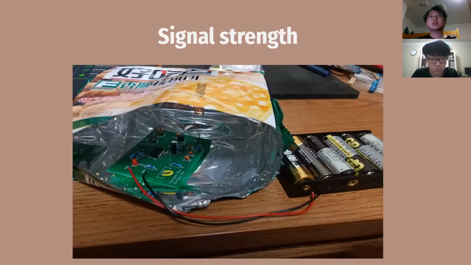So we moved on to the second stage. It's about the signal strength. In the direction parallel to the antenna, you can get the strongest signal. We used a potato chip package to simulate the reflector because it was able to enhance the signal, but it failed in the end.